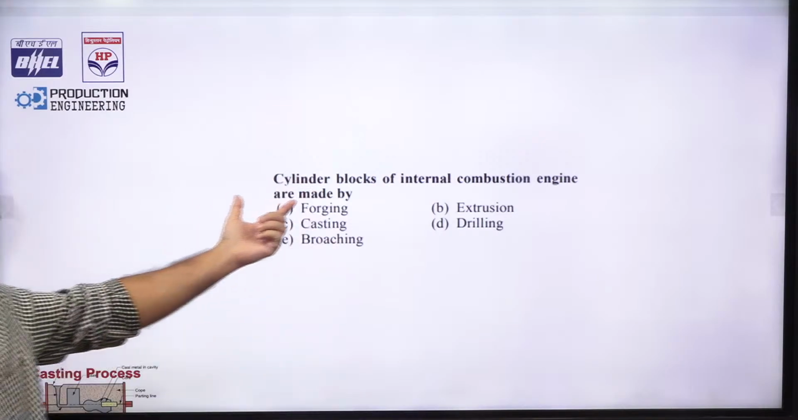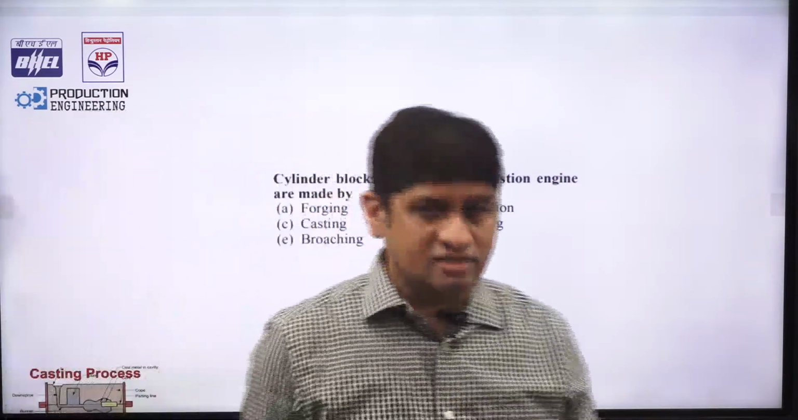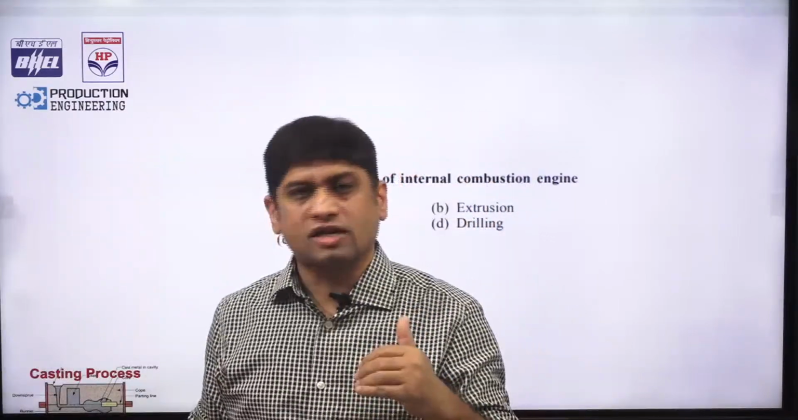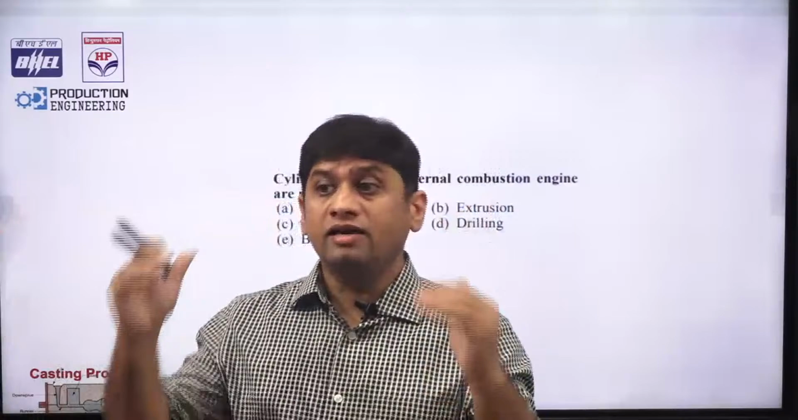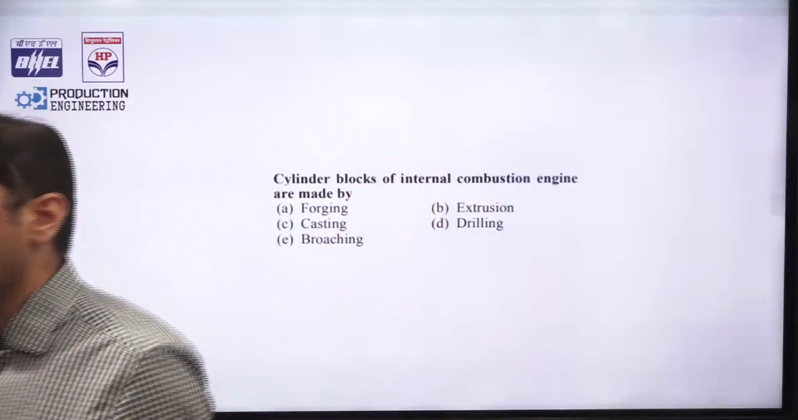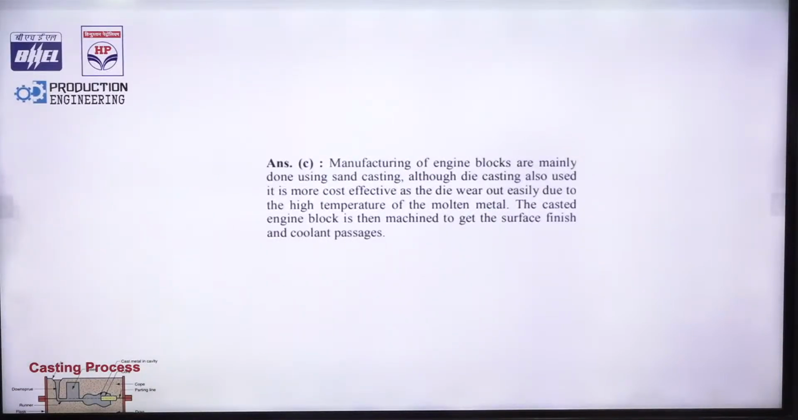Why do you use cast iron? Because cast iron has very good resilience. The resilience of cast iron is very good, and the cylinder block is subjected to high pressure, fuel pressure, and hence it should be in a position to take that particular energy. So the pressure, force, energy should be taken by this. Sand casting is used for that.